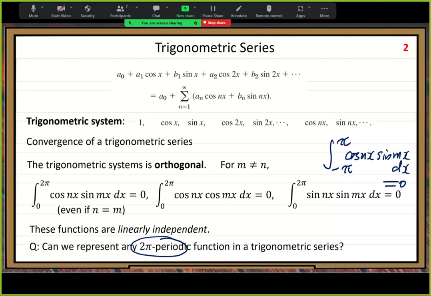But why this period selection? This special period selection has its advantage. Later you will see most of our formulas use this period selection, the period from negative pi to pi.